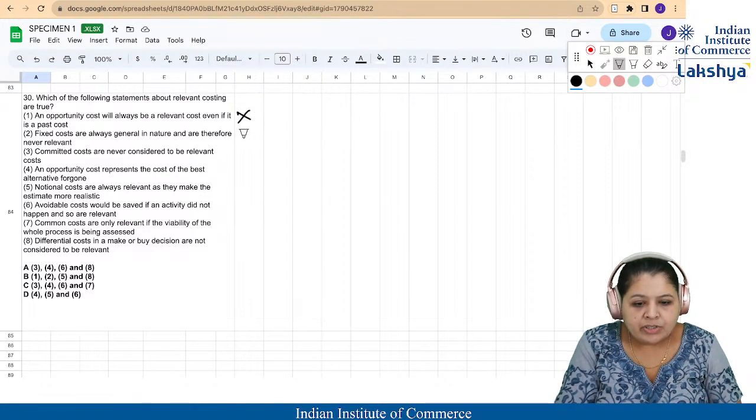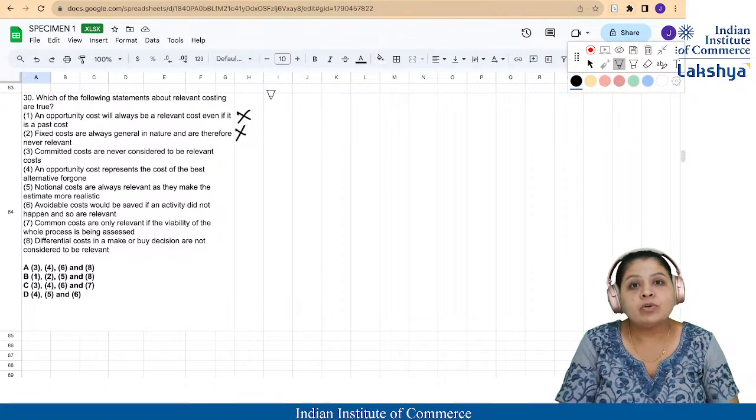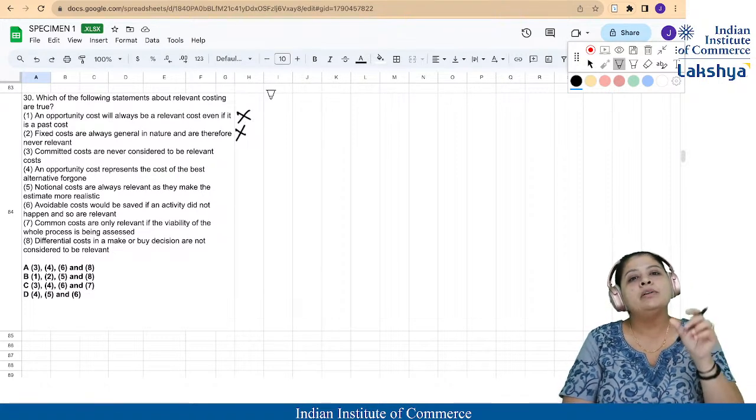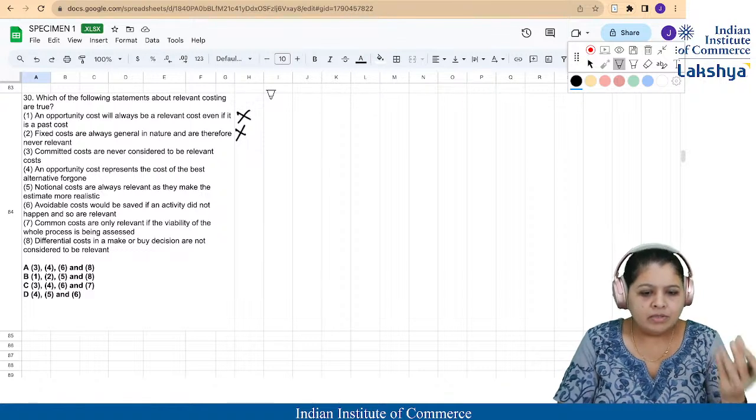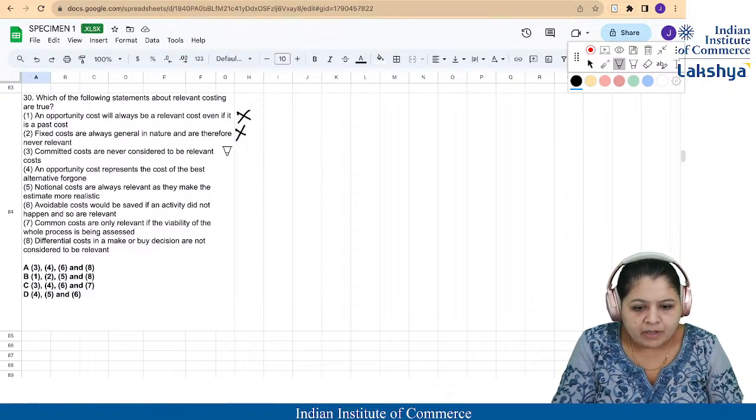Fixed costs are always general in nature and therefore never relevant. That is also not true. They are not general. Fixed costs are specifically for your particular warehouse cost or rental cost, etc. Committed costs are never considered to be relevant cost. Yes, that is now correct.